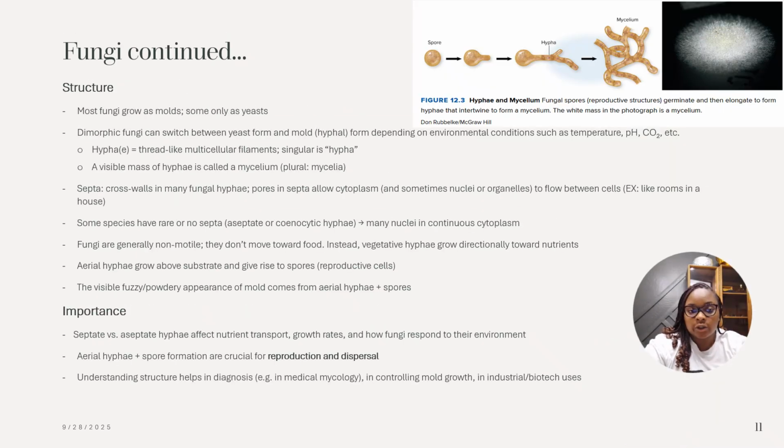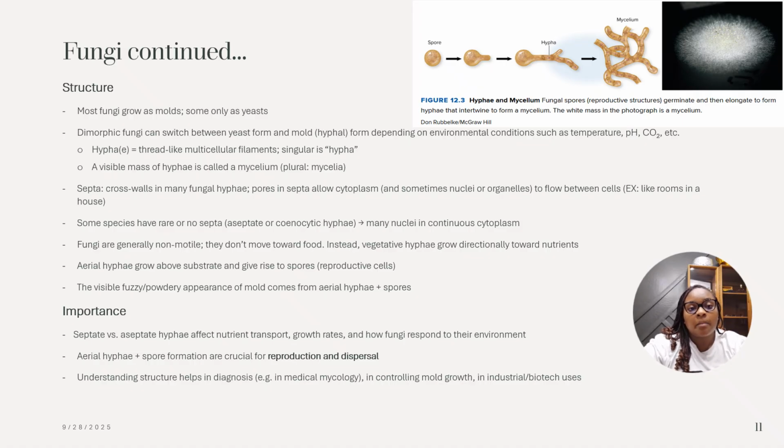So, fungal structure. Most fungi grow as molds, but some grow only as yeast. Certain species are dimorphic fungi, meaning they can switch between yeast and mold forms depending on the environment. An example is a mold called Histoplasma capsulatum, and it grows as a mold in the soil, but when it infects humans, it switches to a yeast form.